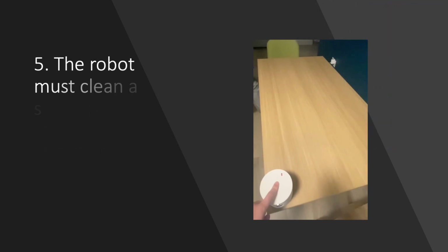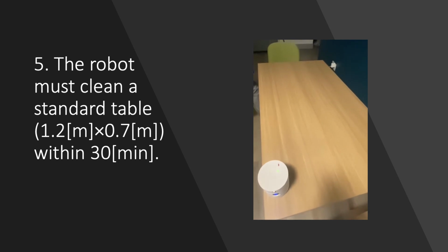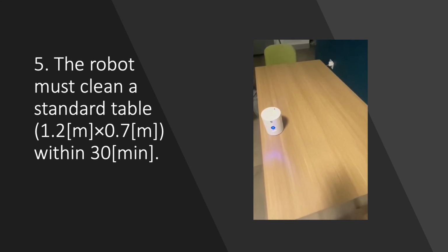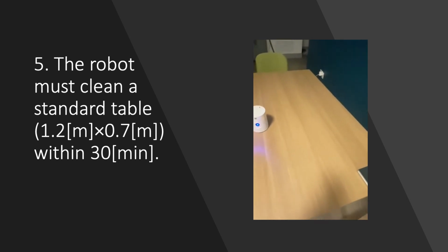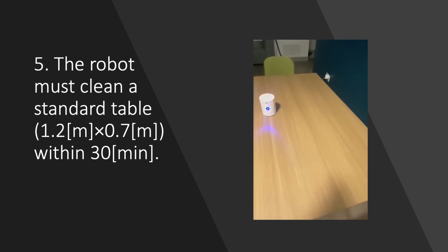The fifth criteria is that the robot must clean a standard table within 30 minutes. We define a standard table as a table for 4, in which the length is 1.2 meters and the width is 0.7 meter. We designed the robot based on a set of equations to find the parameters such that the robot is capable of cleaning the table within 5 minutes with 90% effectiveness on average viruses.